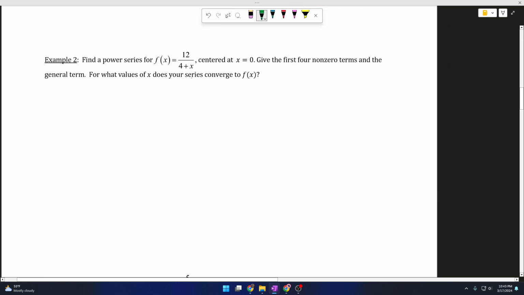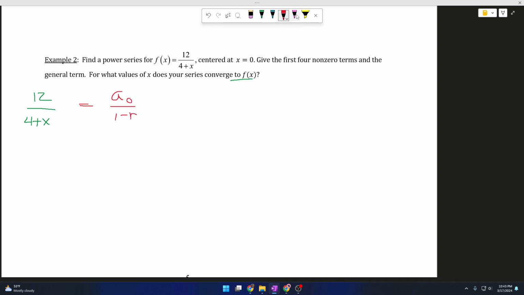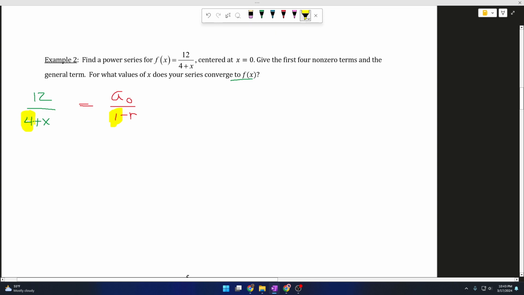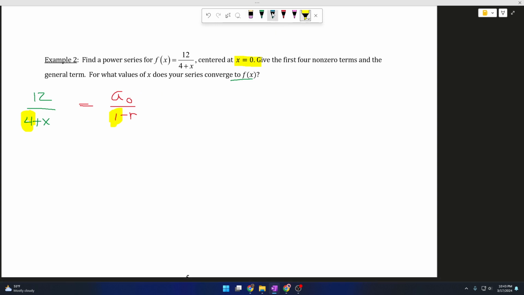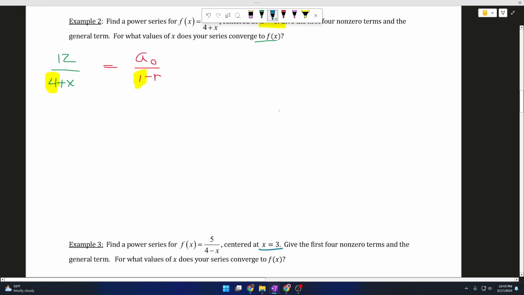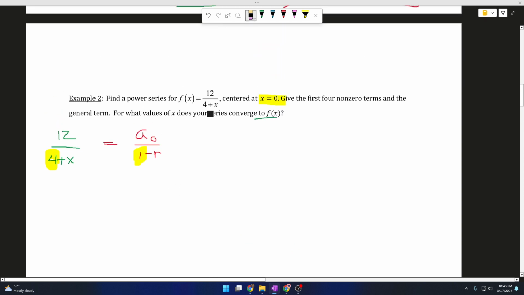Find a power series of this thing centered at x is 0, give the first four non-zero terms and the general term, and for what values does it converge. Now remember that we're forced to convert this into a0 over 1 minus r. The 1 is really the flag, or the important part of the question, and we have to pay attention to the center. When the center is 0, life is easy. We just want r. If we did have a center, like in the next question, we're going to want it to say a0 over 1 minus r minus c. But we'll get there when we do. In this one, the center is 0, which makes life simple.